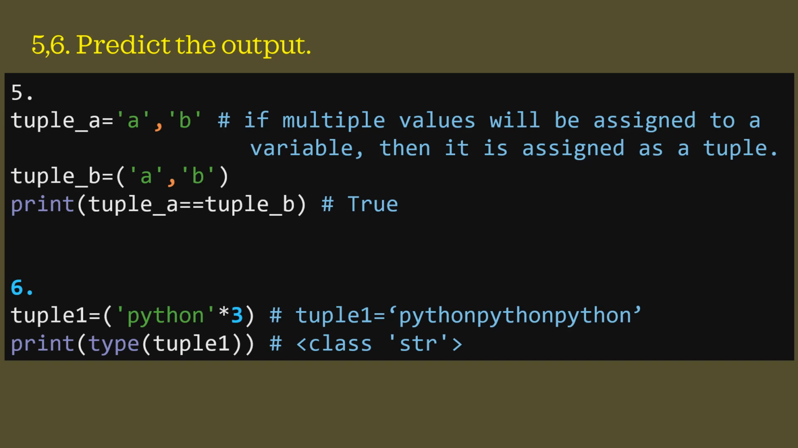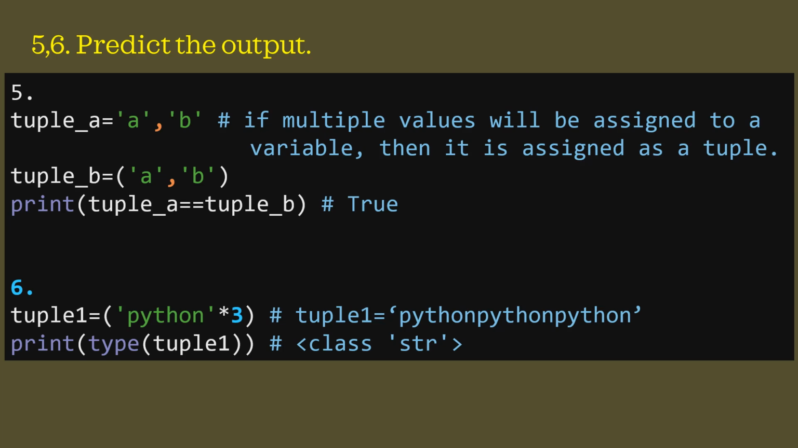Now tuple_B is equal to AB in parentheses. That means obviously it is a tuple. So if you check whether both are the same or not, that is tuple_A equal to tuple_B, then this is going to give you the output as True, because both are tuples having the same values.